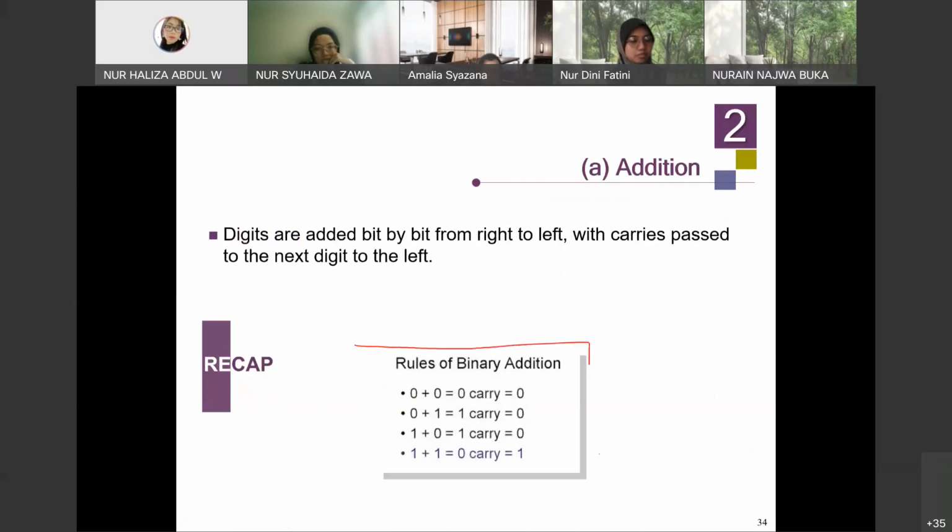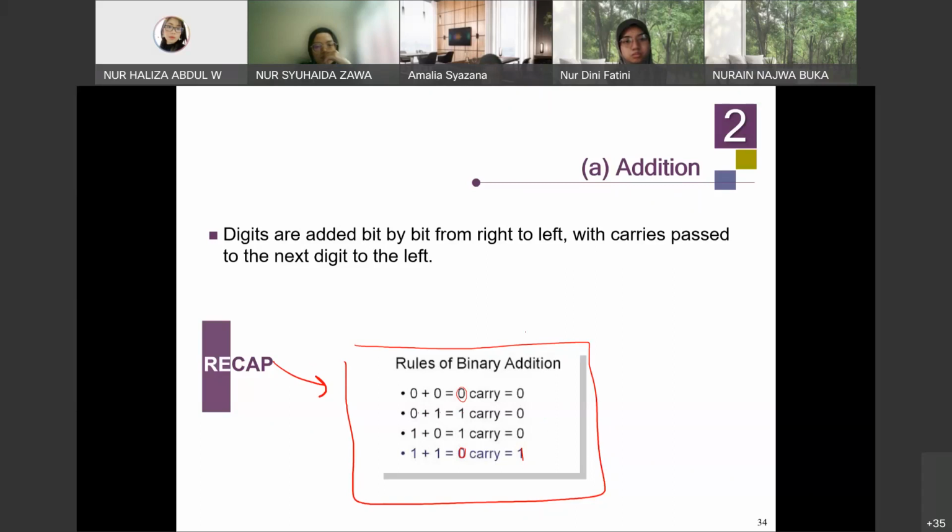Remember this table from digital logic subject. 0 plus 0 equal to 0. 0 plus 1 equal to 1. 1 plus 0 equal to 1. 1 plus 1 is 0, but there is a carry of 1.